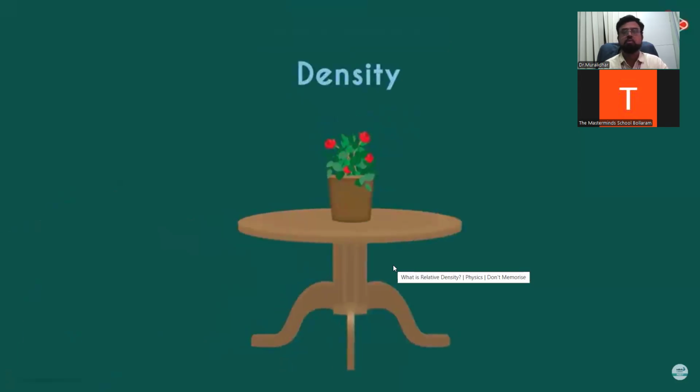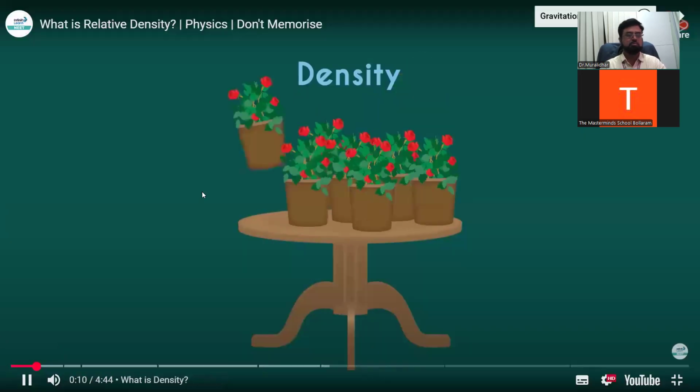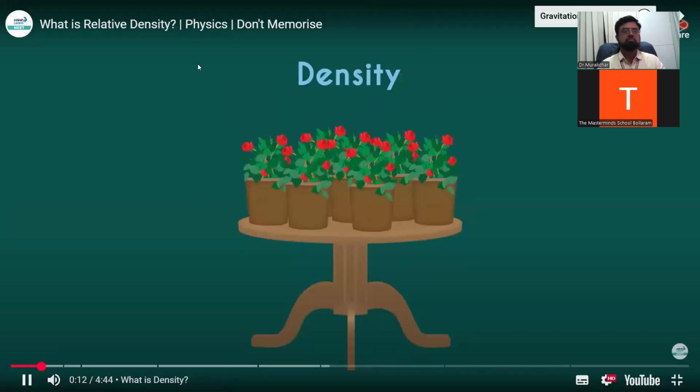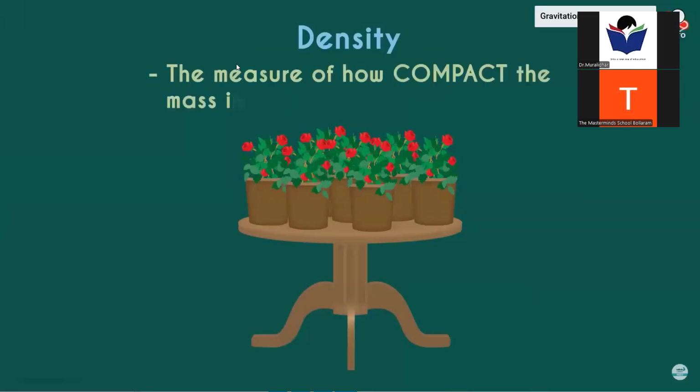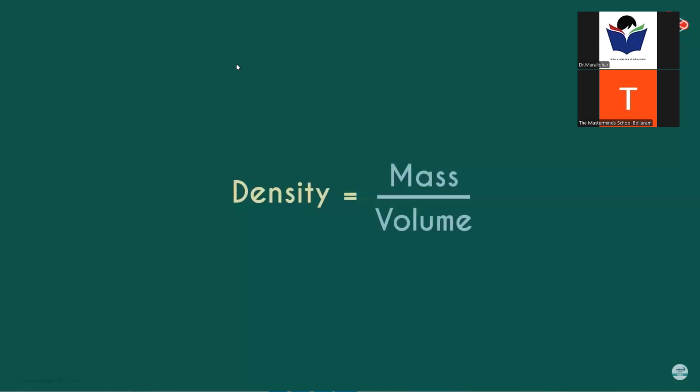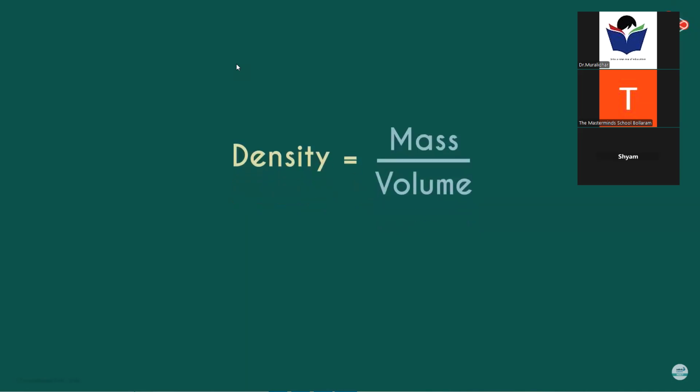We've understood what density is. In the same given amount of space, if there are more things, we say that it's denser. Density is simply the measure of how compact the mass in a substance or object is. It's mass per unit volume. And based on this formula, we can say that its unit is kilogram per meter cubed.